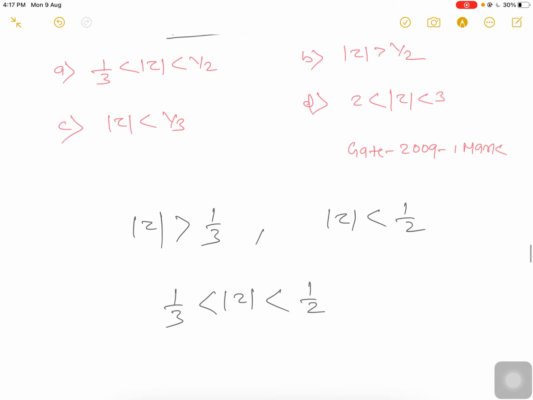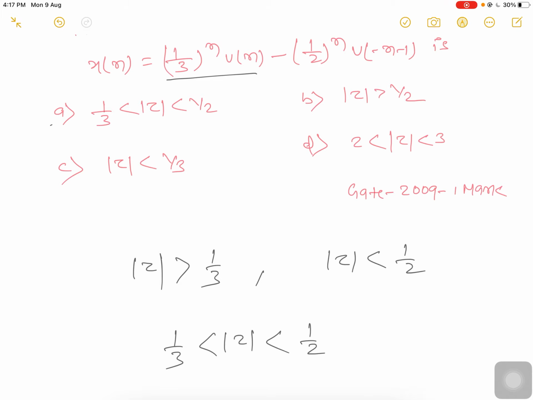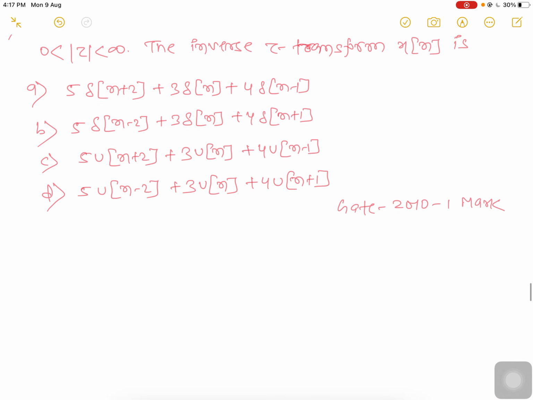So mod z greater than 1 by 3 and less than 1 by 2. So option A will be the right answer.